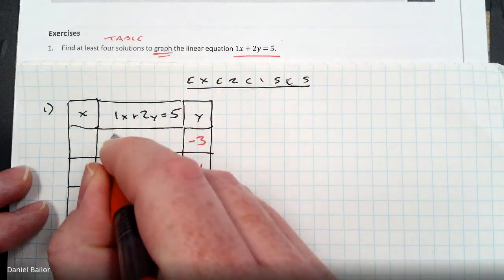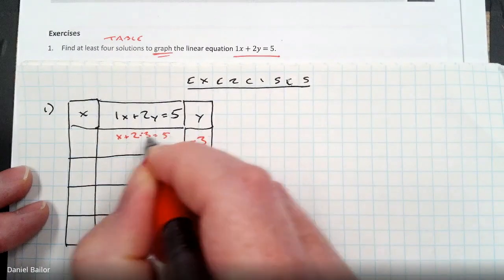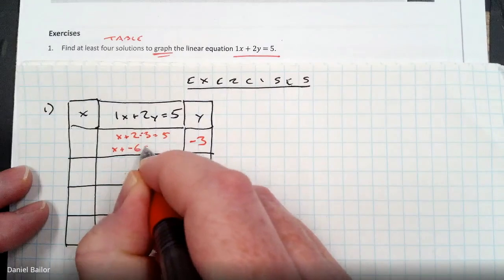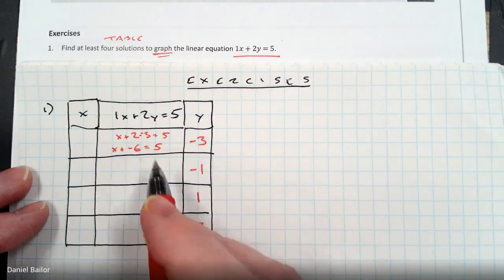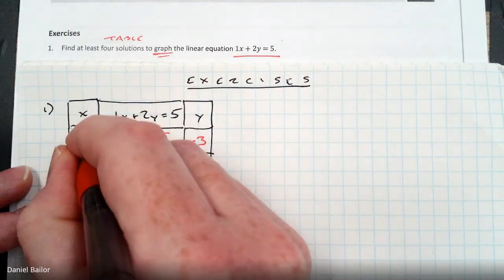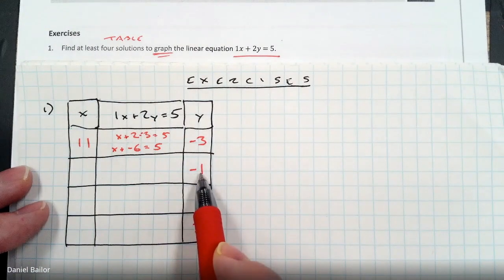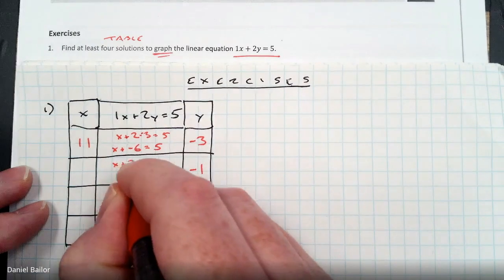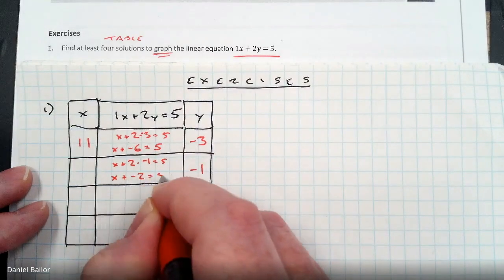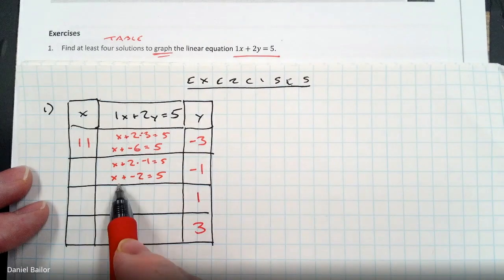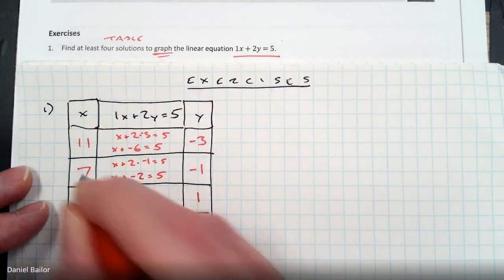So we get x plus 2 times -3 equals 5. That's x plus -6 equals 5. So x is going to be, remember I use the addition property of equality, add 6 to both sides. X is going to be 11. Okay, now what happens when y is -1? I do x plus 2 times -1 equals 5. That gives me x plus -2 equals 5. Well, I use the addition property of equality, add 2 to both sides. I find out that x is going to be 7.